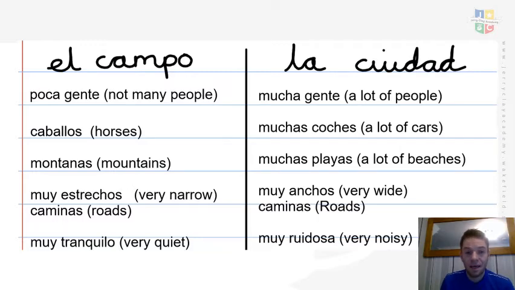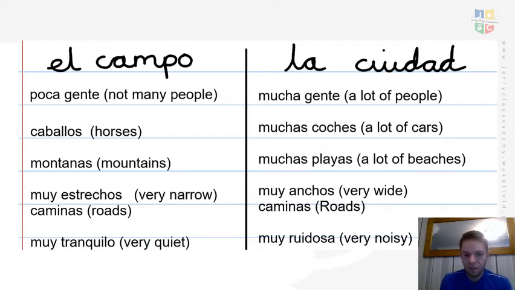Muy bien, montañas is mountains. Now, you can't see it on the screen at the moment, but the second N in montañas should have a tilde, those little wiggly lines on top of it. Unfortunately, I couldn't find a way to add it to the screen after I'd done the video. But basically, that makes the ñ sound, which we talked about before, so montañas.